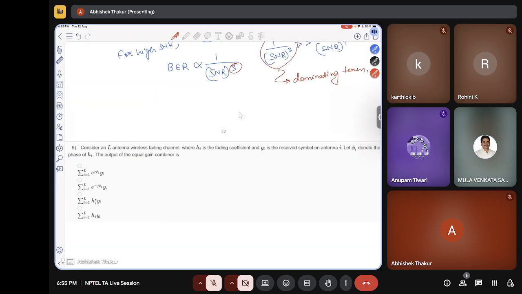Now in this question, there is an L antenna wireless fading channel. h_i is the fading channel coefficient, y_i is the received symbol on antenna i, and phi_i denotes the phase of h_i. The output of the equal gain combiner is, just give me a second.